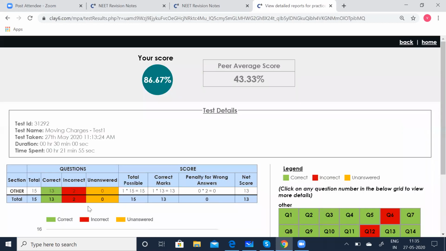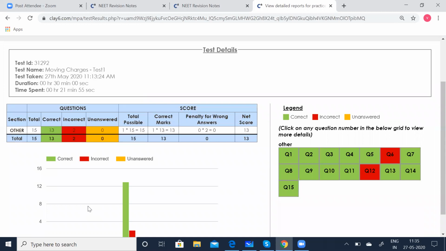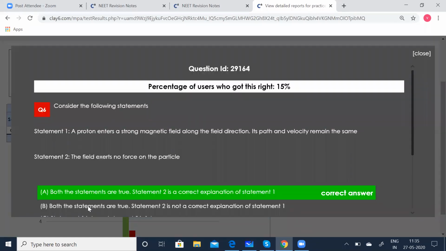Yeah, it says 2 questions are incorrect. Let's see which went wrong. A proton enters a strong magnetic field along the field direction. Its path and velocity remain the same. The field exerts no force on the particle. It says both the statements are true, and statement 2 is a correct explanation of statement 1.